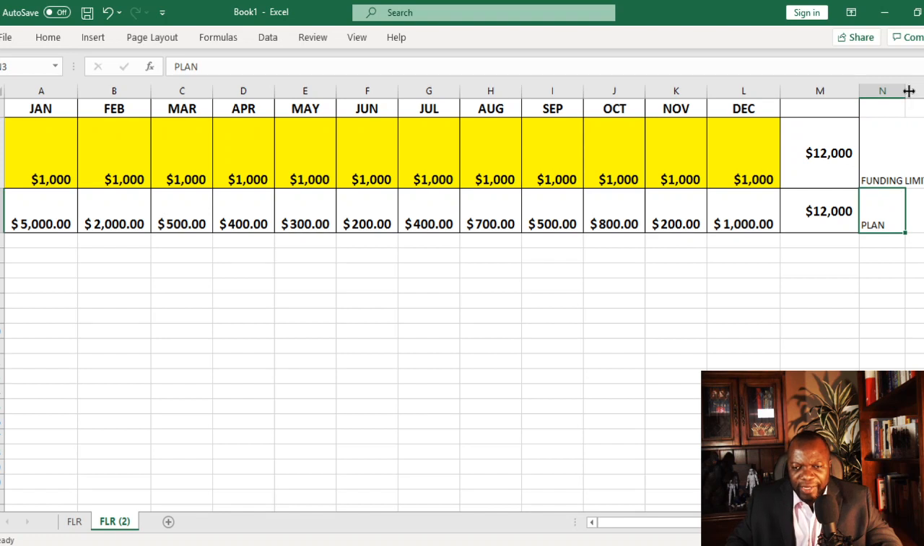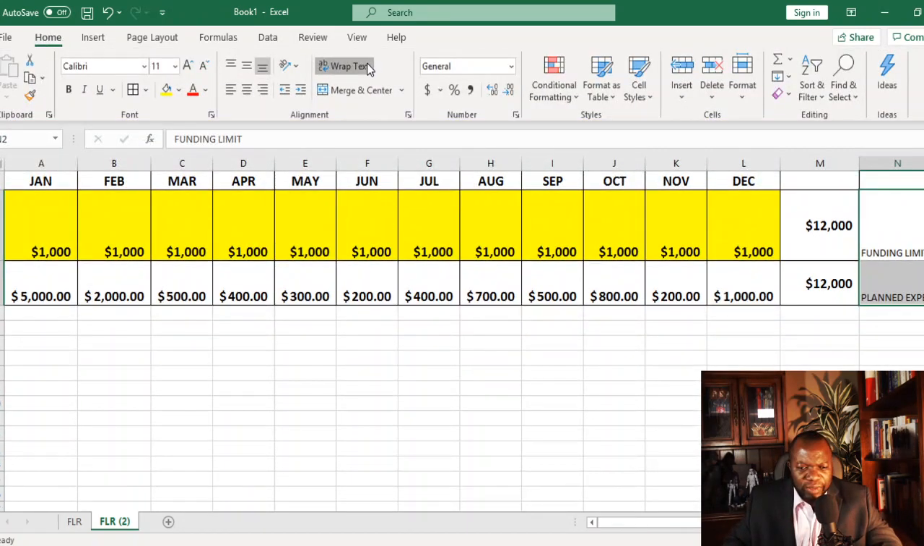The funding limit is $1,000, and your planned expenditure, you can see how the planned expenditure is broken down. So let's wrap this. Planned expenditure, funding limit.